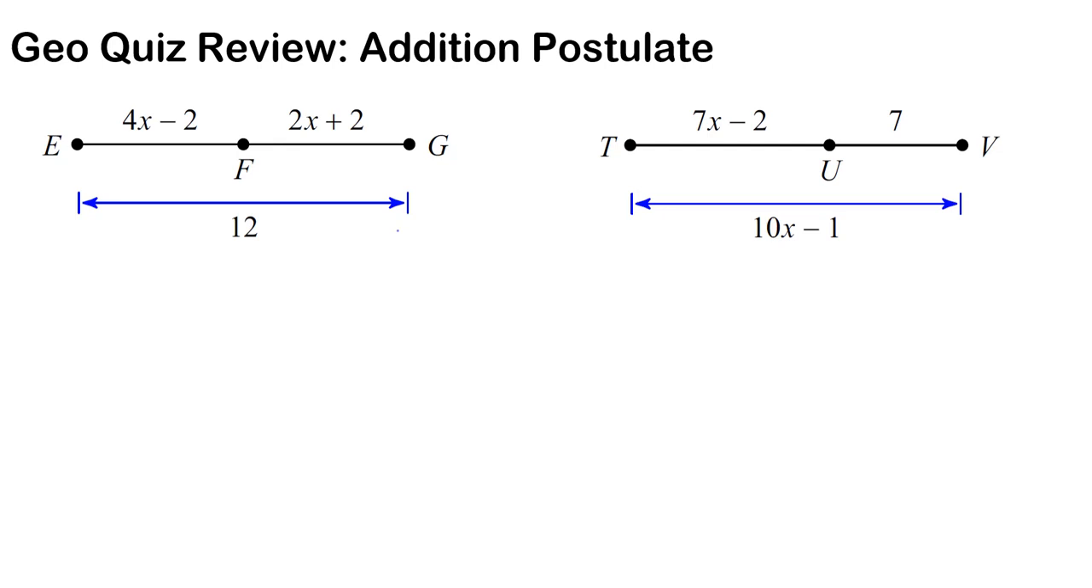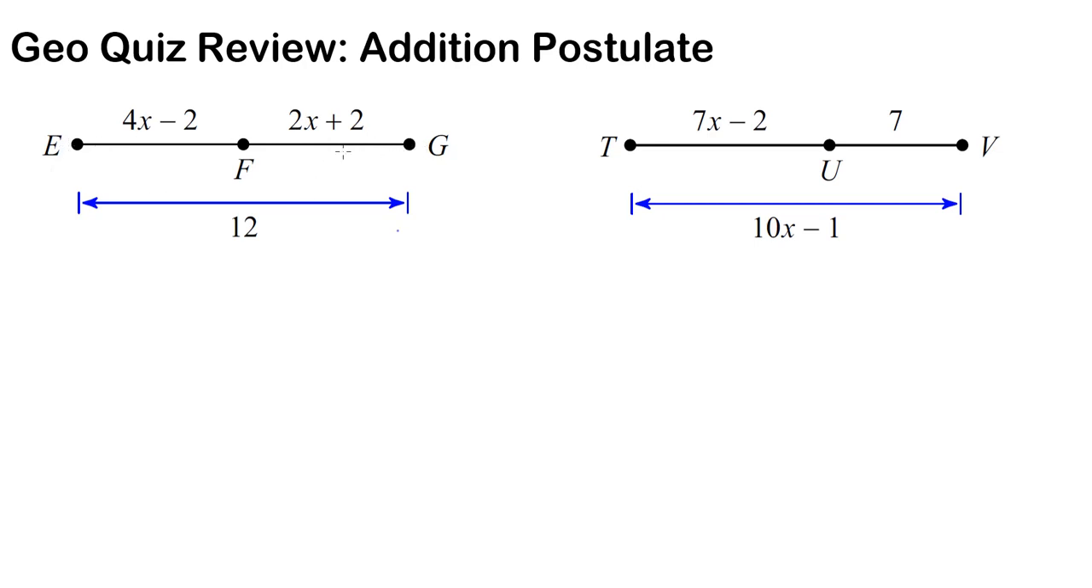All right, so here's our quiz review for the addition postulate. Remember, the addition postulate deals with the idea that you could add line segments together and you could add angles together. So here we see we have a line segment EG, and it's made up of line segments EF and FG. And we know that when you add those two smaller line segments together, it equals the total distance of the entire line segment from E to G.